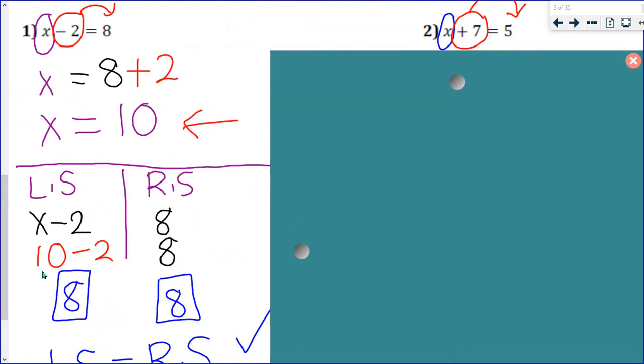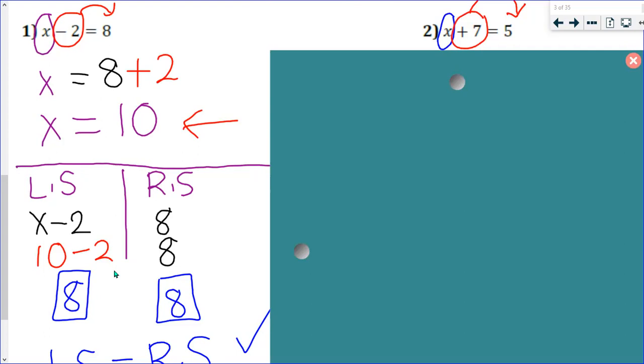One of the trickiest parts is going to be to substitute the number 10 in for x. So instead of x minus 2, I've written the left-hand side of the equation as 10 minus 2. And I'm only solving the left-hand side here. So 10 minus 2 is equal to 8. The right-hand side of my equation was originally 8.